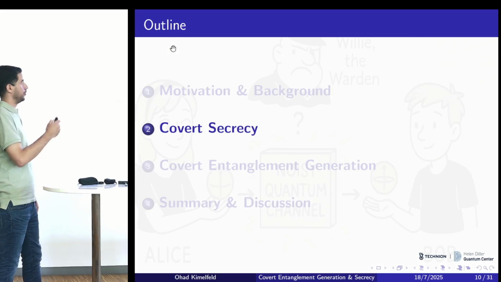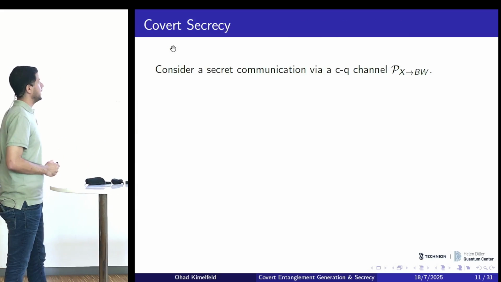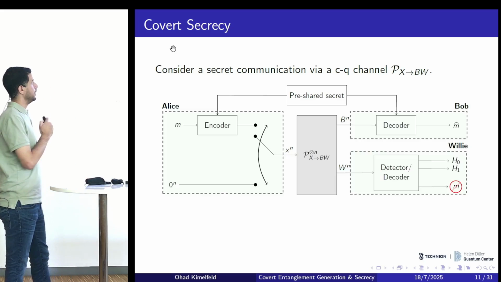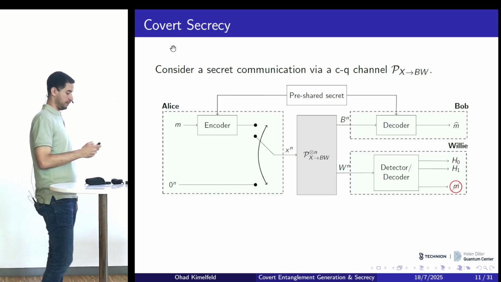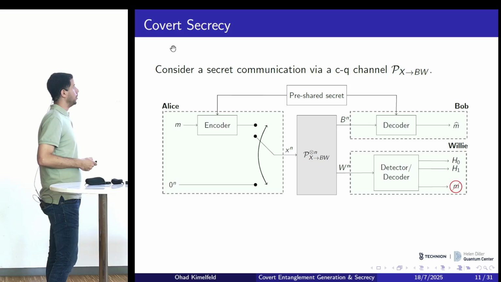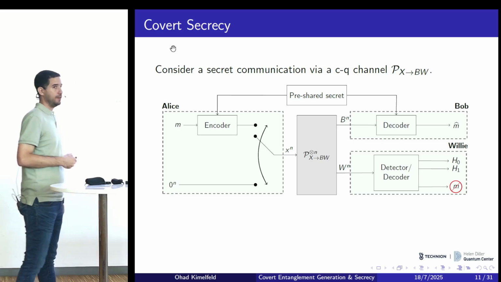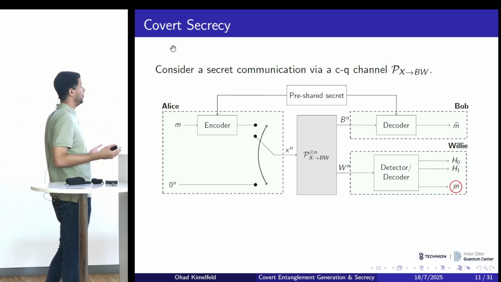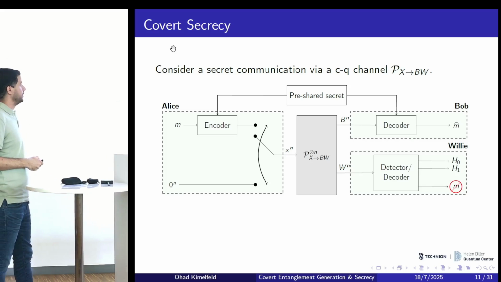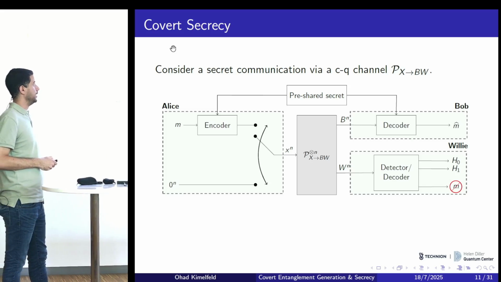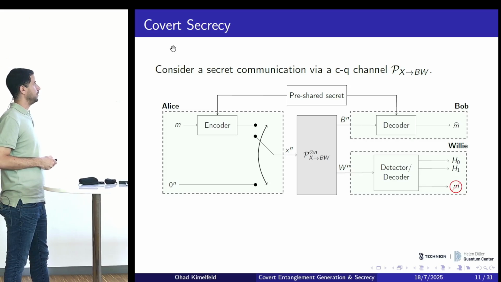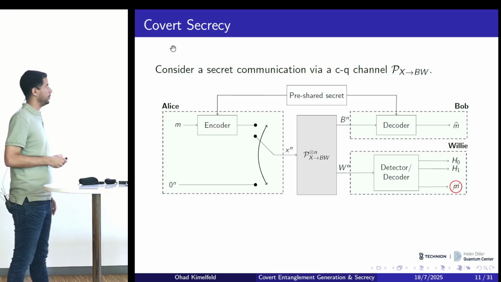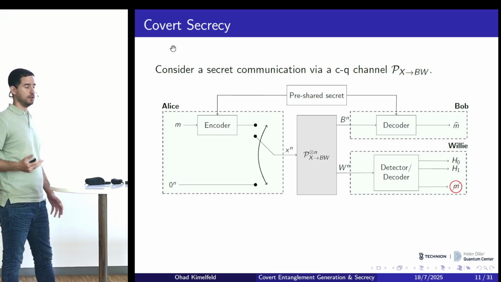Okay, let's proceed to covert secrecy. Let's consider secret communication via a classical-quantum channel. And this is our model. First, Alice and Bob have a pre-shared secret key. Then Alice decides whether to communicate to Bob or not. If she doesn't transmit anything, then the input to the channel P is 0 to the n. Otherwise, she encodes her message M and transmits it via n channel uses of the channel P.